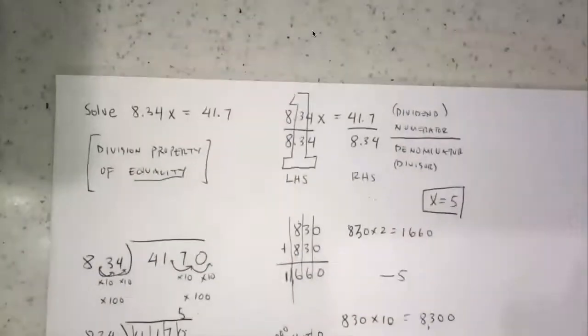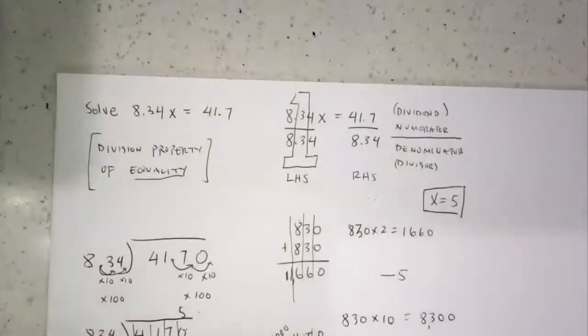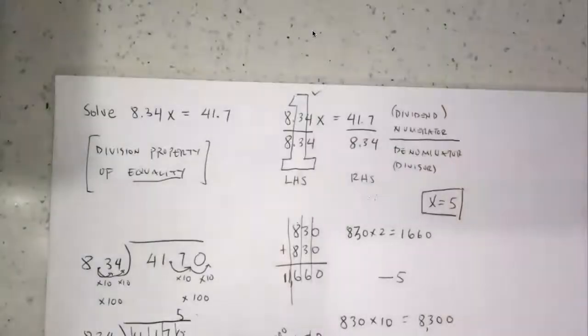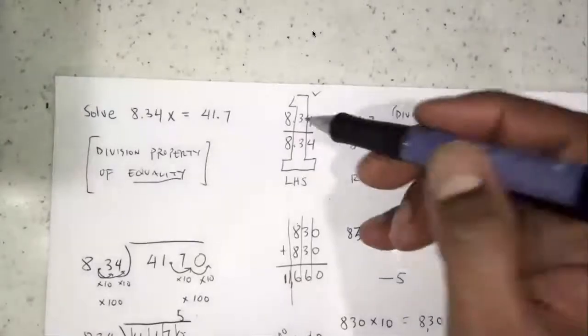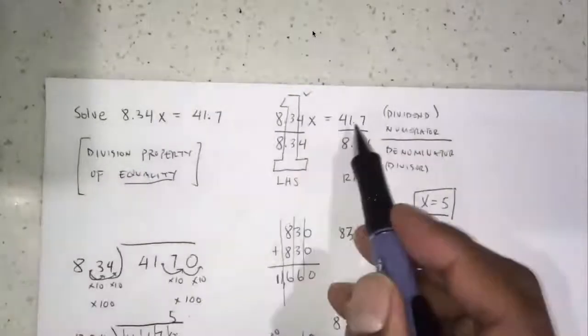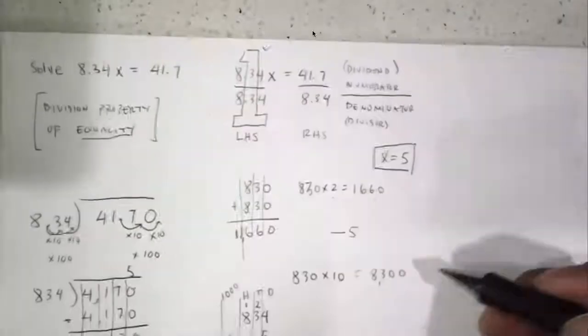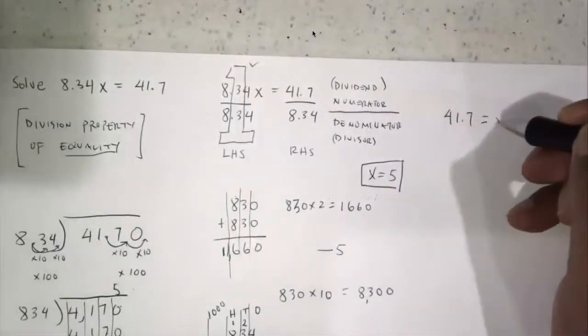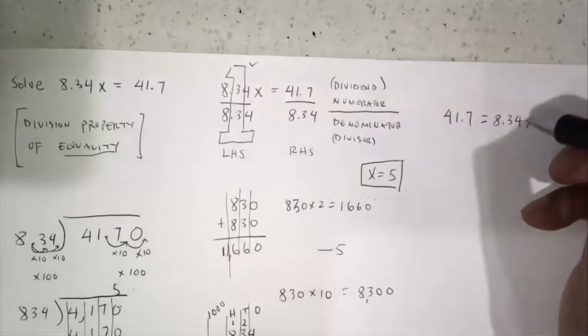So let's review. What did we do? The division property of equality tells us that we could divide both sides by 8 and 34 hundredths in order to make this a 1. Remember that this could switch on us, that we could have 41.7 equals 8.34x, and that will be the same thing.